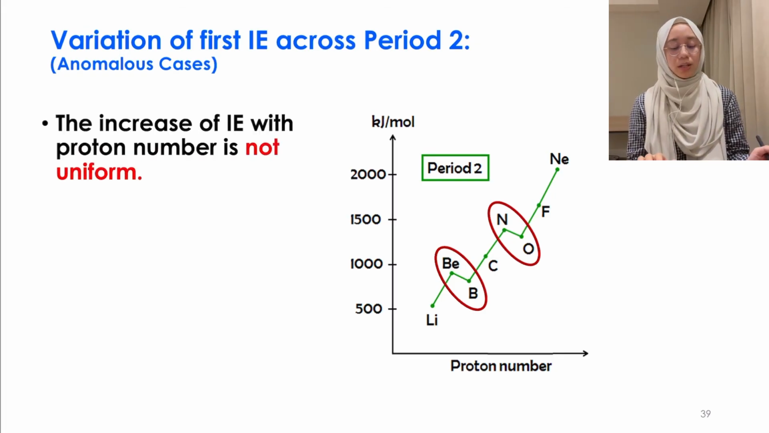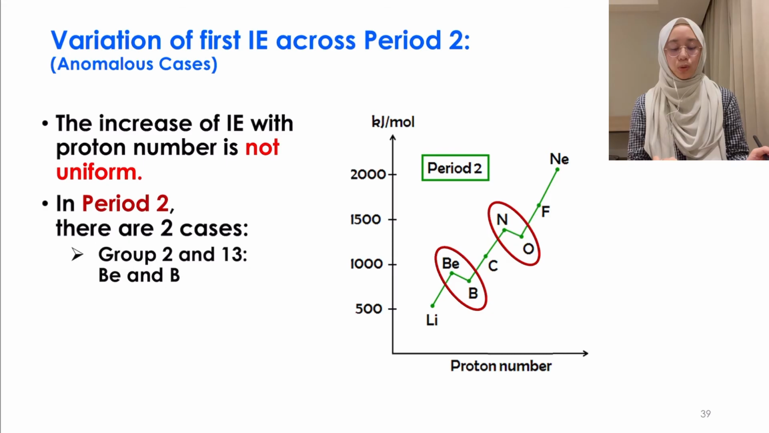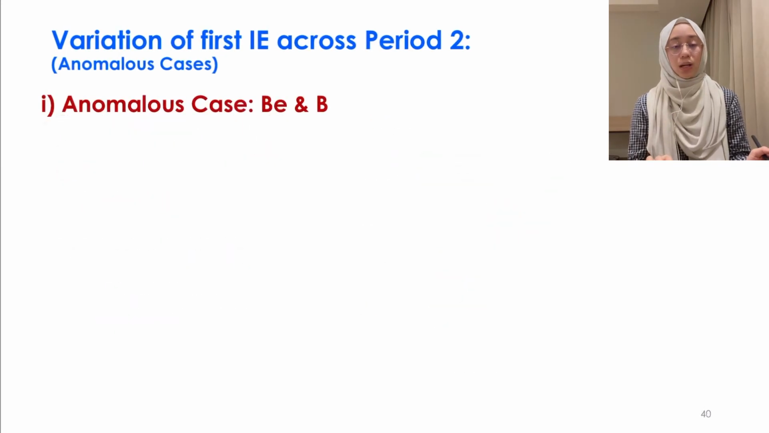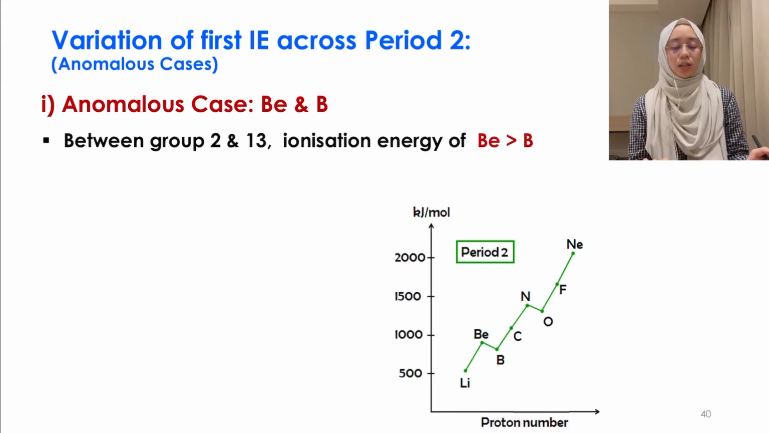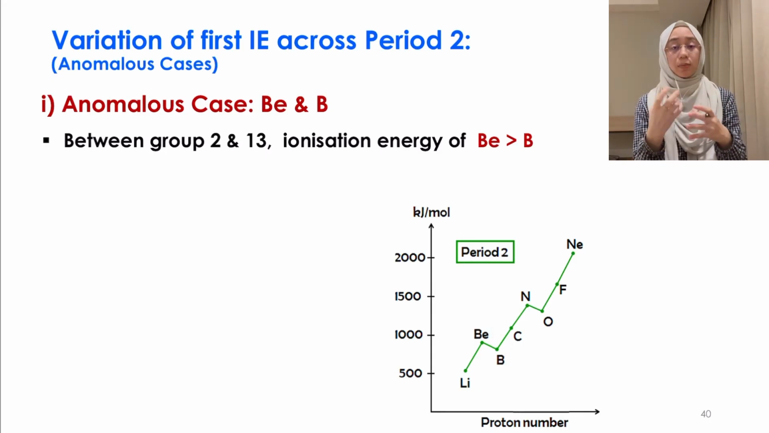Okay, so the increase of IE with proton number is actually not uniform. Okay, in period 2 there are two cases whereby kita akan tengok between group 2 and also group 13. Okay, antara beryllium and boron, and then next one adalah antara nitrogen and also oxygen. So let's have a look at the first case dahulu, which is between beryllium and boron. So somehow ionization energy of beryllium is slightly higher compared to boron. Supposedly kita expect boron higher lah, because boron is actually smaller. In terms of size, boron is actually smaller. Tapi why? Kenapa beryllium higher?